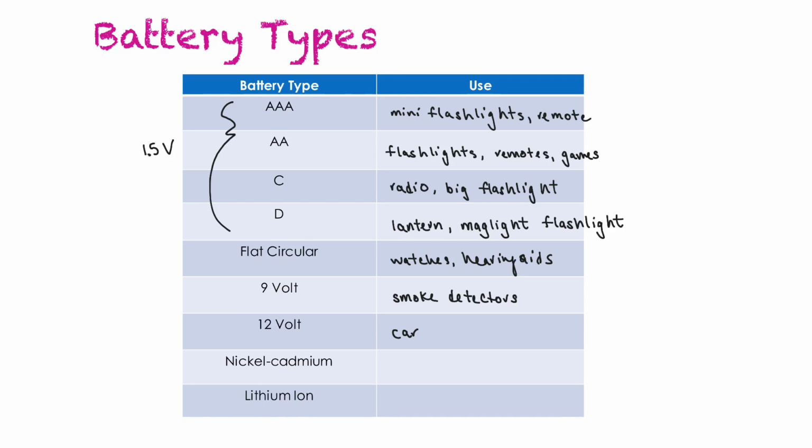A nickel-cadmium battery is a rechargeable one. The ones that you would plug back in and recharge so you can use them again. A lithium-ion battery would be in your computer, so a laptop, in your phone, and so on. They're rechargeable, so you plug them in to recharge them, and then you end up being able to use it again.